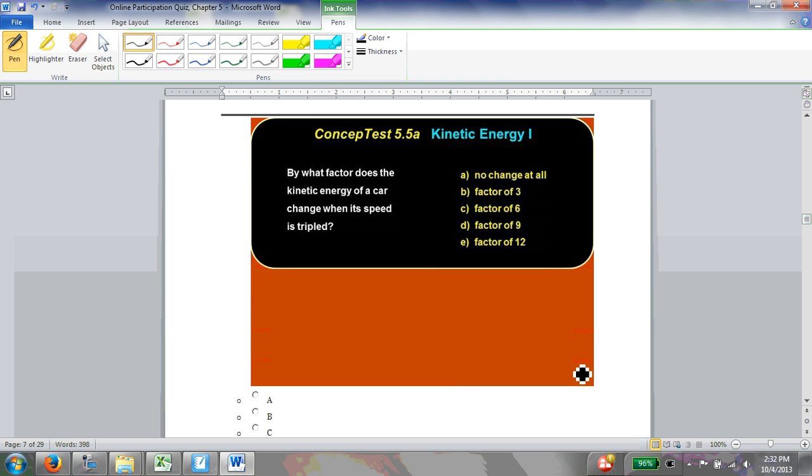By what factor does the kinetic energy of a car change when its speed is tripled? Well, kinetic energy is that. If I triple the speed, that means I get a factor of 9 over here, so that's D.